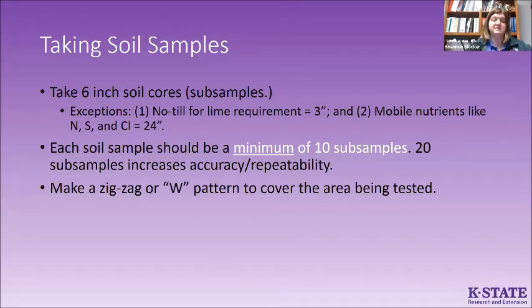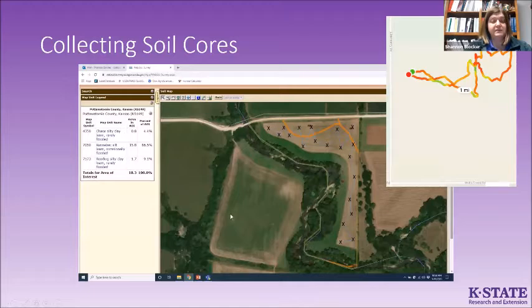In other words, they're going to be the same if you have more subsamples, or they're more likely to be similar. And then we recommend having a zigzag or a W pattern in order to cover the area being tested. So here's a little drawing that I made on the field that I'm talking about. You don't have to make a drawing. There's no reason to do that unless you're trying to plan how many samples you need where.